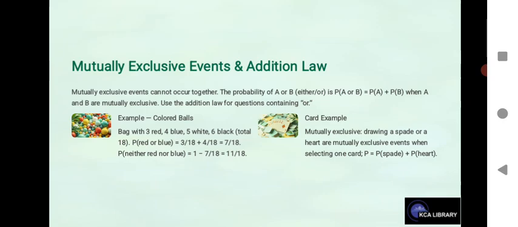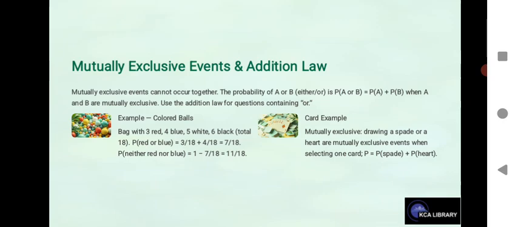For instance, a bag with 3 red balls, 4 blue, 5 white, and 6 black. What is the total number of balls? Is it not 18? It is 18. So the probability of picking a red or a blue will be: what is the total number of red? 3. Then the total number in the space is 18. Because it is an OR, you make use of plus: plus 4 over 18, that 4 is blue. At the end of the day, you have 7 over 18.